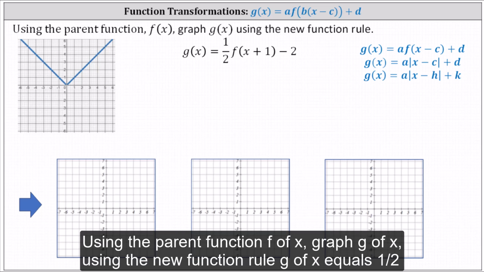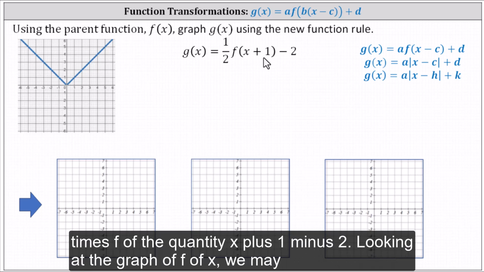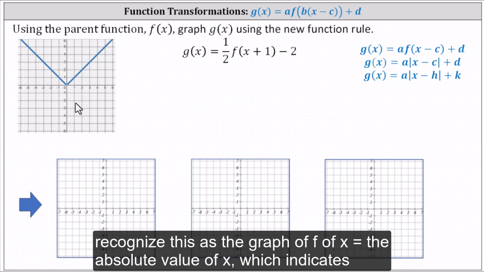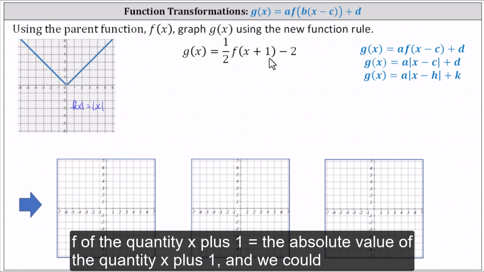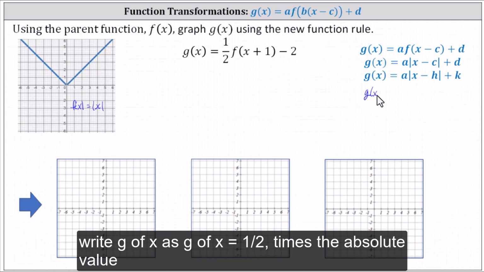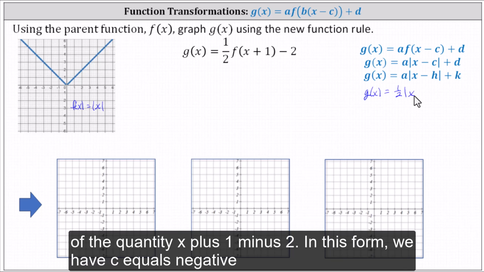Using the parent function f(x), graph g(x) using the new function rule g(x) = 1/2 times f(x + 1) - 2. Looking at the graph of f(x), we may recognize this as the graph of f(x) = |x|, which indicates f(x + 1) = |x + 1|, and we could write g(x) as g(x) = 1/2 |x + 1| - 2.